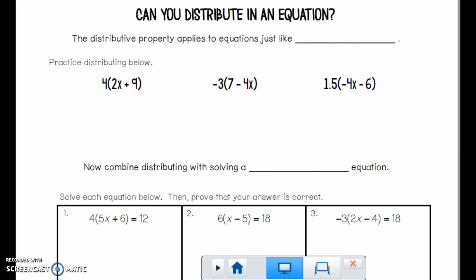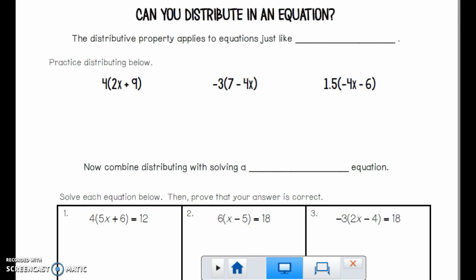Anyway, make sure you have these notes. Make sure you have your name and the date at the top, and the period that you're in. Today we're going to continue talking about the distributive property, but this time we're going to use it in an equation. We did this with expressions, and now we're going to find these in equations when we're solving.